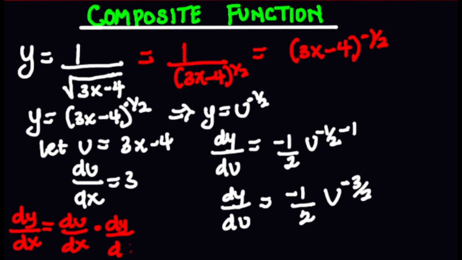Cancel each other out. That's what we're going to have. So, that's basically a composite function. So I'm going to have dy by du in this case.